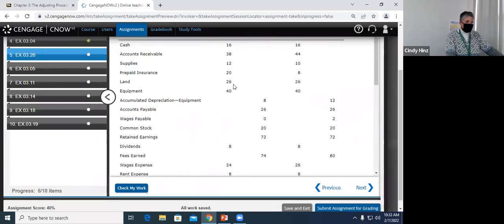What's next? Land stayed the same. Equipment stayed the same. But the accumulated depreciation on the equipment did not stay the same. It went up. We have not talked about accumulated depreciation yet, and we will talk about it more. We have an exercise coming up that we'll get to next class that deals specifically with depreciation. It is exercise 9. So we'll talk more about that specific account on Wednesday in our next class.